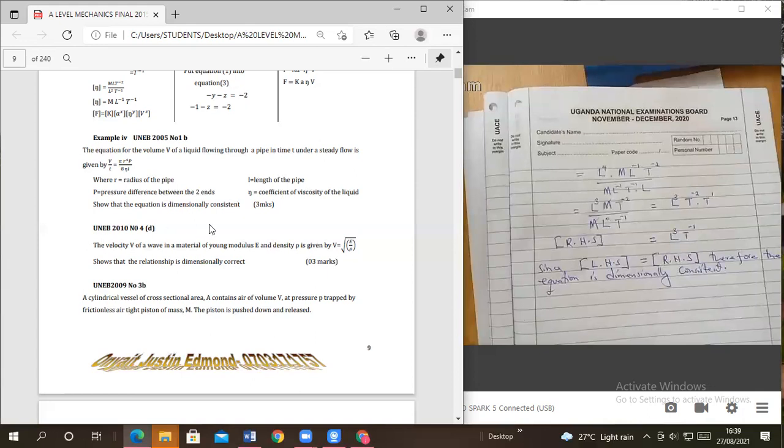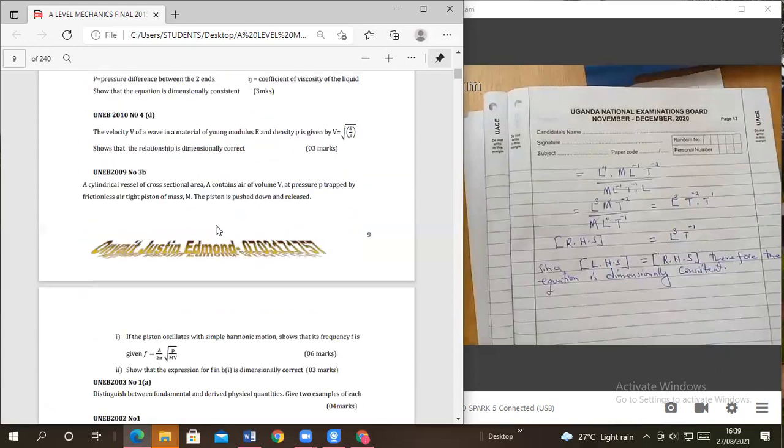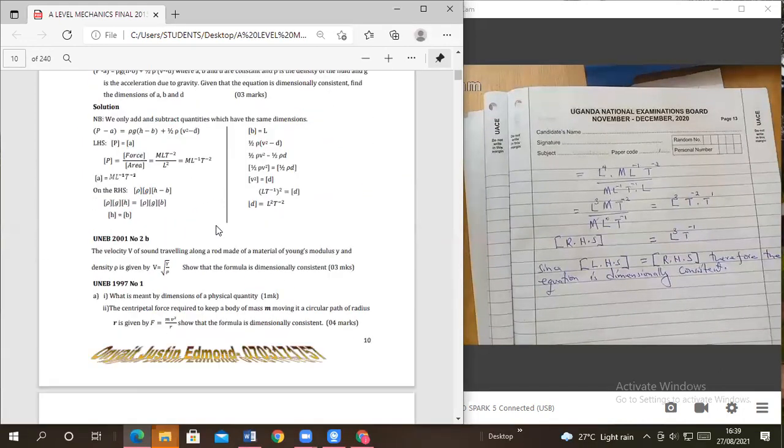Members, is there any question on those two areas: how to check for validity of an equation and how to prove, how to derive a formula? Is there any question on that? No. There's no question, right?